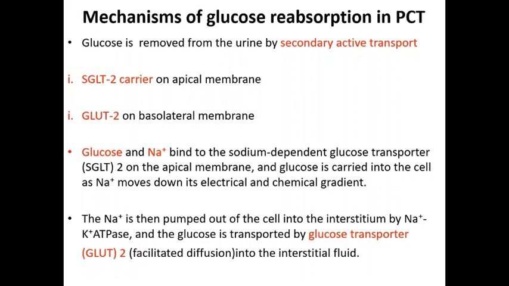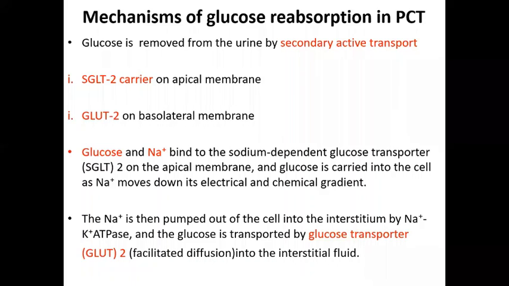But on the basolateral side of the membrane, you have other types of channels, called GLUT2 channels, which are involved in facilitated diffusion of glucose. So glucose will now move via the GLUT2 channels on the basolateral side of the membrane into the interstitium, and from the interstitium into the peritubular capillaries. That will be the overall reabsorption of glucose.